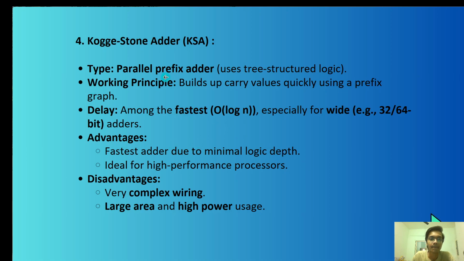Kogge-Stone adder. It is a parallel prefix adder, which works on tree structure logic. It builds carry using a graphical form and gets the carry in a fraction of a second, I mean microseconds, nanoseconds. Fastest among all. Advantage: it is fastest because it does not have too much logic. It just makes a graph, a prefix graph, gets the carries and adds them all. Ideal for high performance, yes. Disadvantages: complex wiring, large area, scalability issues and high power consumption.